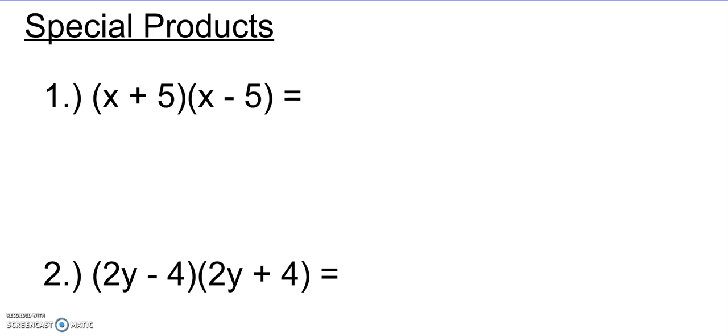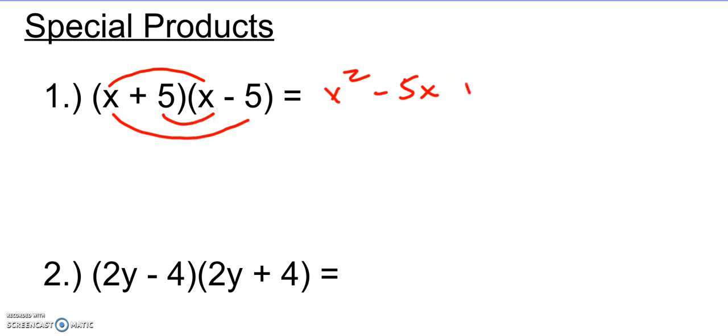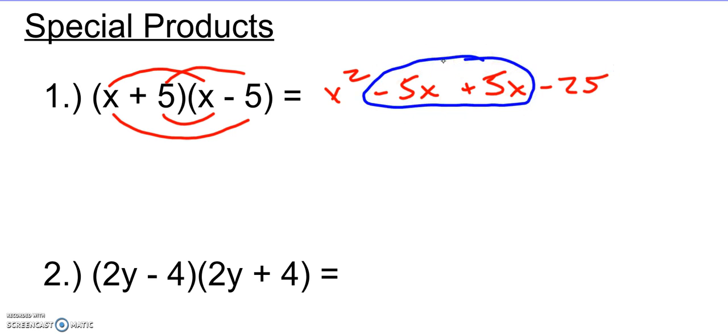So first, let's just review FOIL. My first terms, x times x, is going to give me x squared. My outsides, x times negative 5, so negative 5x. Insides, positive 5 times x, is 5x. And my lasts, positive 5 times negative 5, which is negative 25. And then our two middle terms can be combined, but those are just going to cancel each other out. So what we're left with is x squared minus 25.